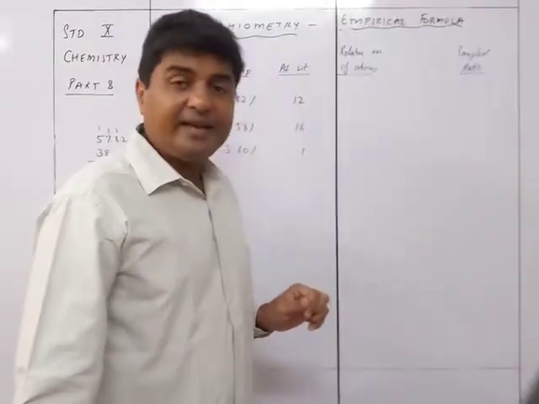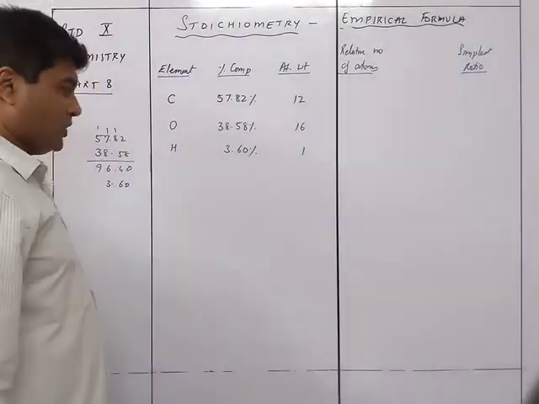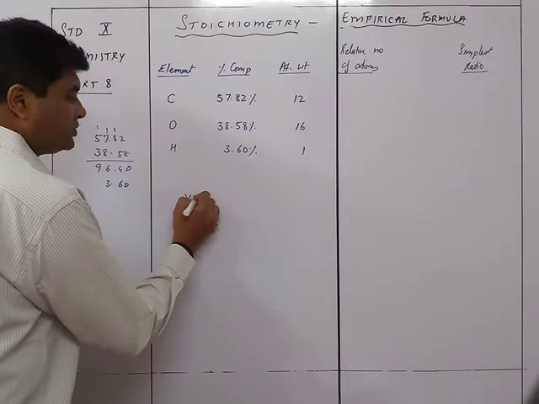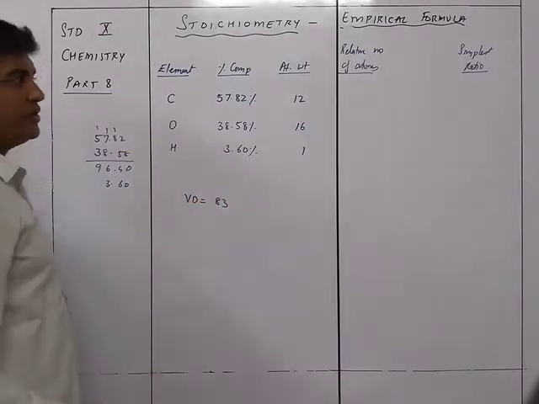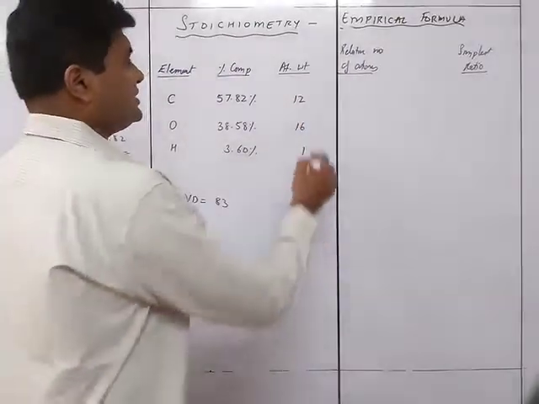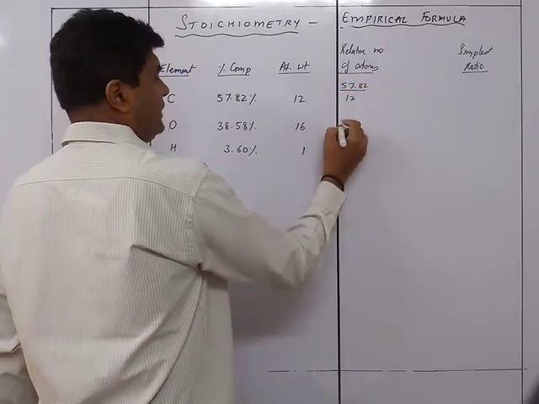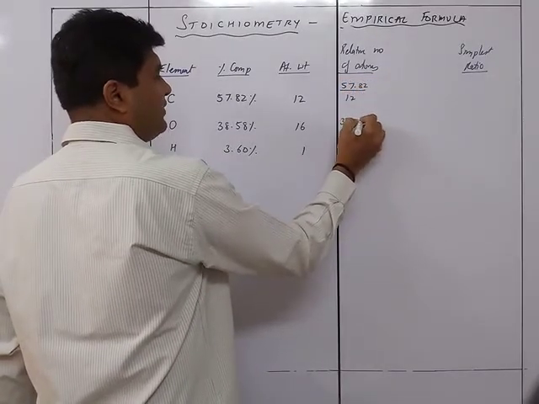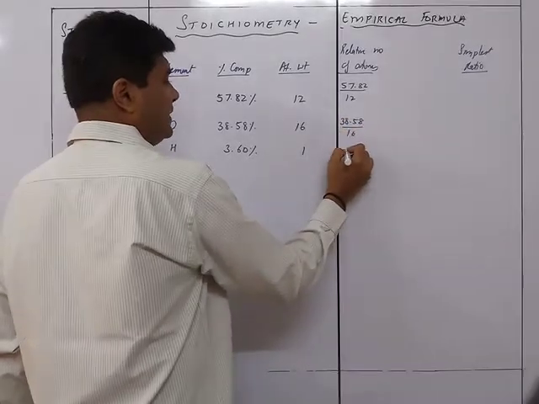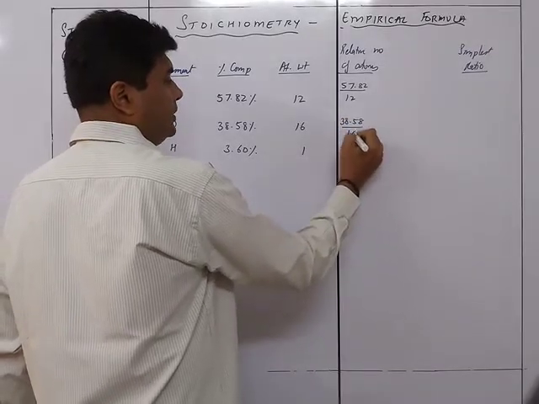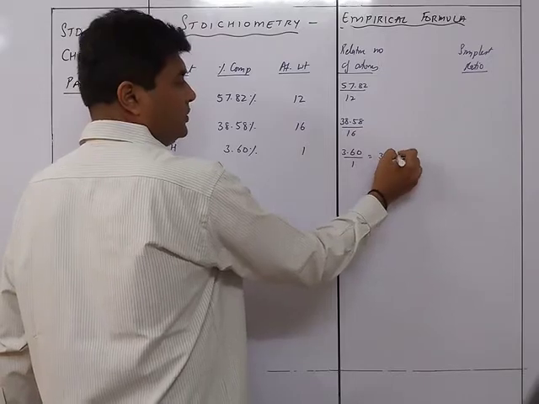Its vapor density is given as 83, which we will use later on. So it's given that VD is equal to 83. First of all, now this is nothing but 57.82 upon 12, 38.58 upon 16, and 3.60 upon 1. So of course this is 3.60, right?